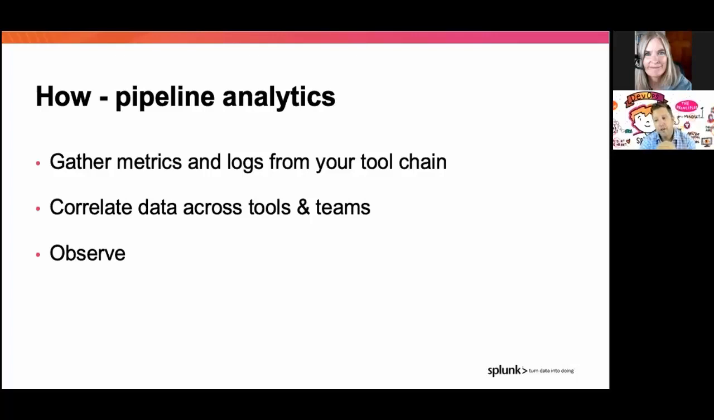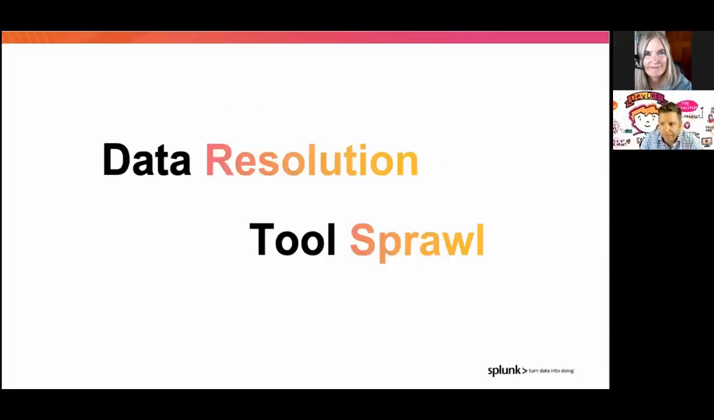Once you have the data, you need to correlate that data across tools and teams. So understanding from your ticketing system how that relates to your repository, how that relates to your CI/CD jobs. And then you observe. It's another practice of observability, really, but it's being applied to your delivery chain and not just your application in production.